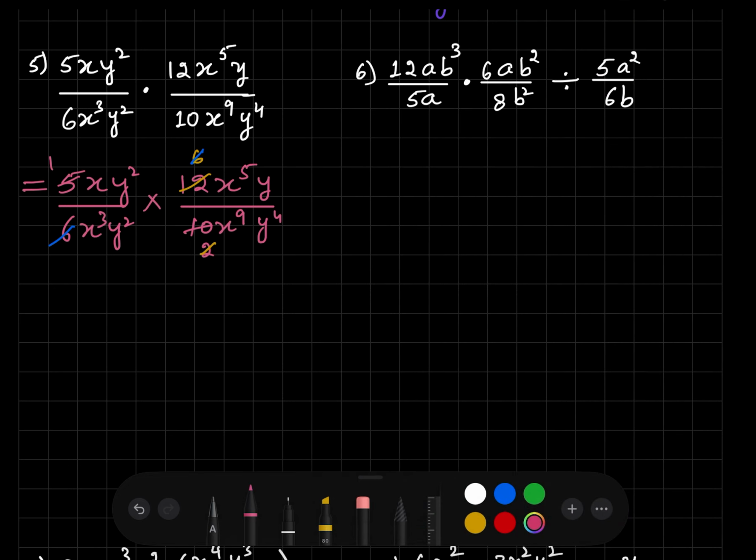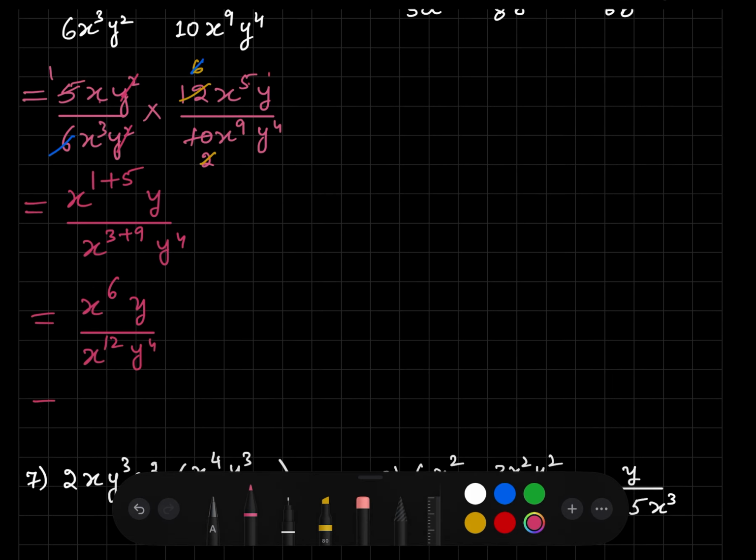Now what we are left with? See, this y square is also getting cancelled. Yeah, so now we are left with this x raised to 1 plus this 5 plus this y, multiplied by y. Then we have here x cubed plus 9. Then we have y raised to 4. So here it is x raised to 6, then y here, and x raised to 9 plus 3 12, and y raised to 4.